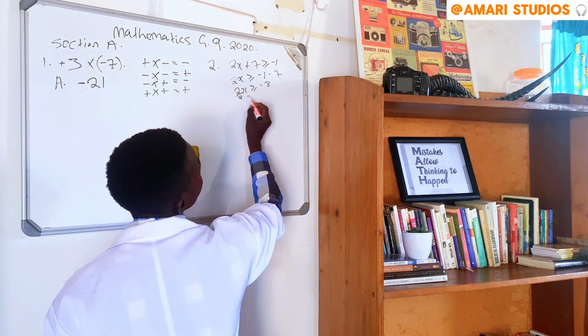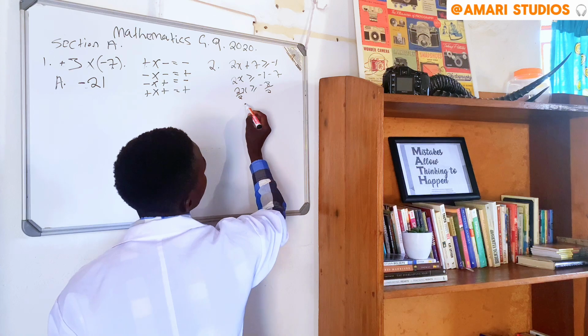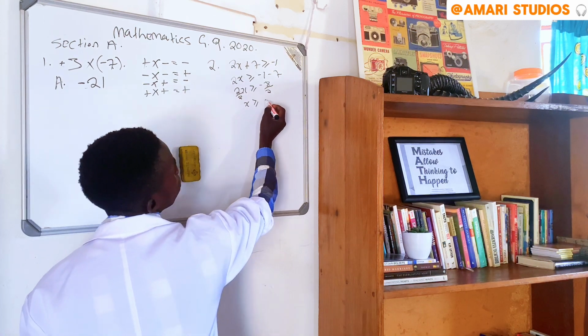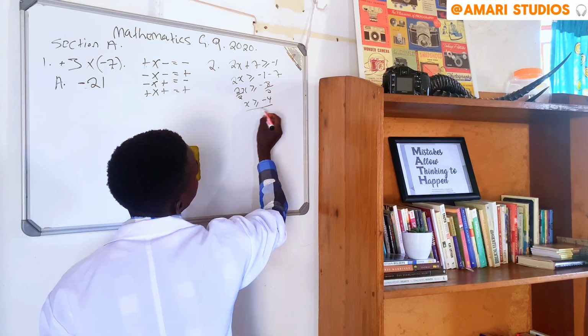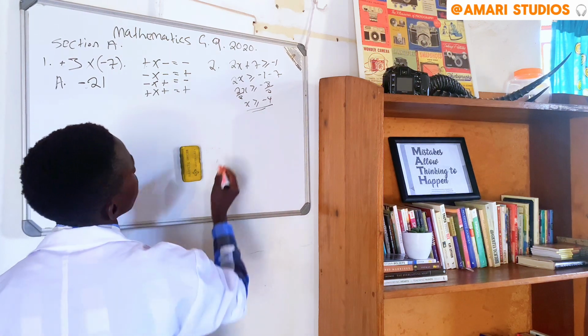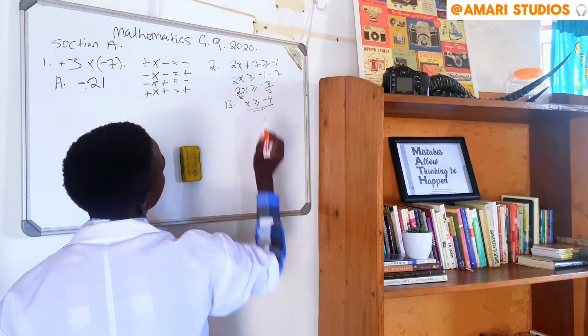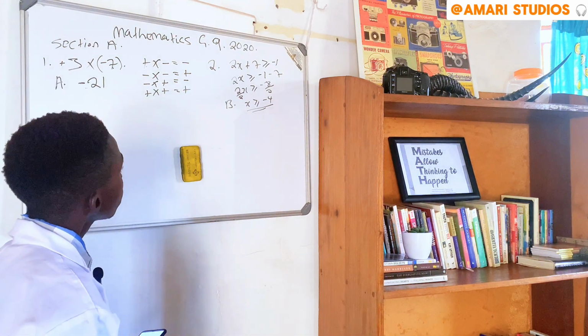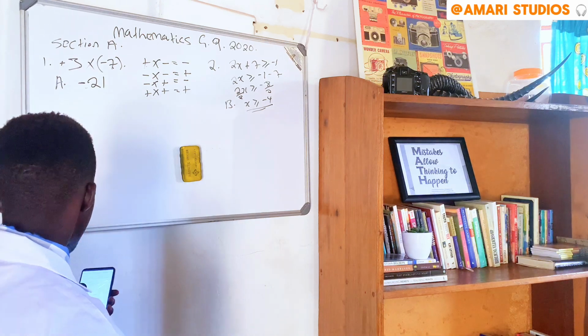Then divided by 2, our final value is x is greater than or equal to -4. That is our final value. According to the answers that we had in multiple choice, our answer there was supposed to be B. So we move on to question 3.